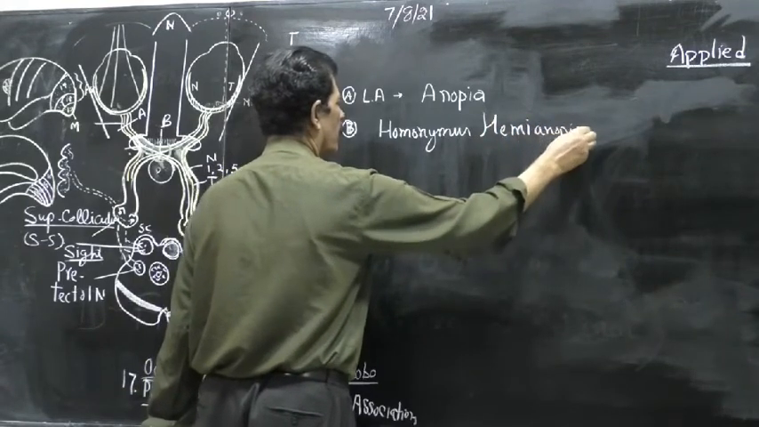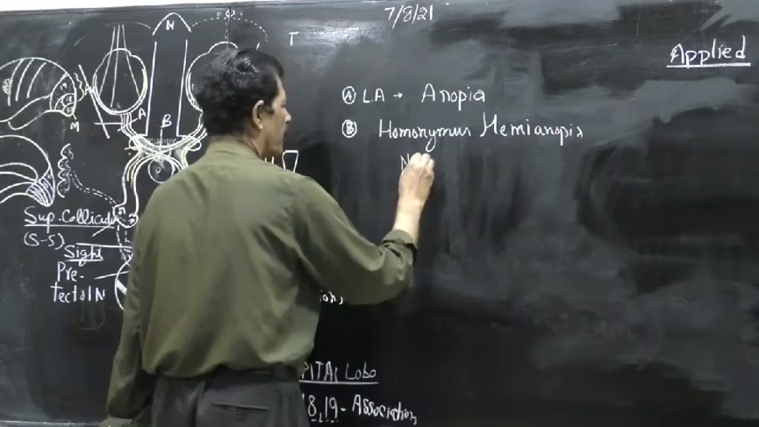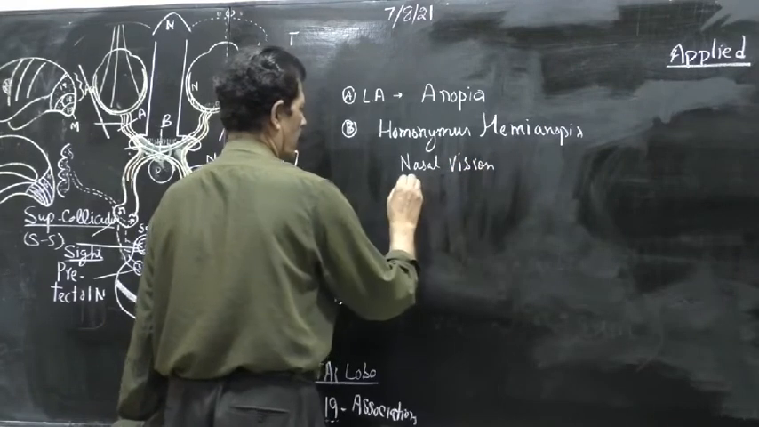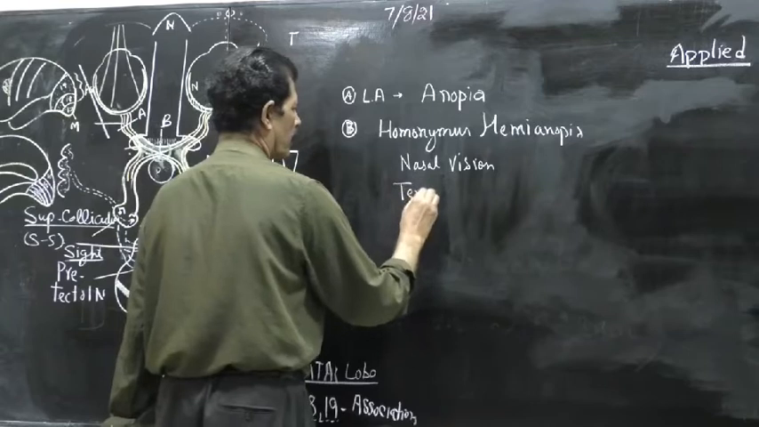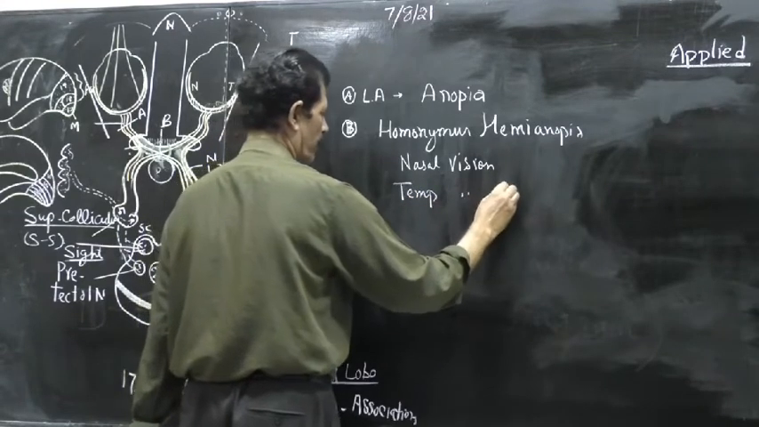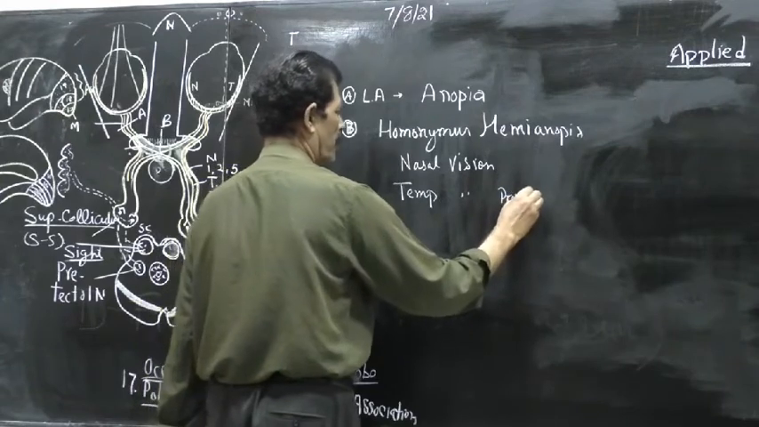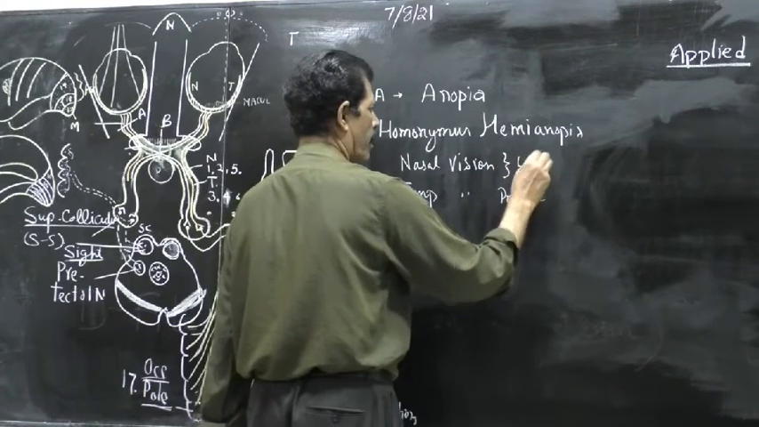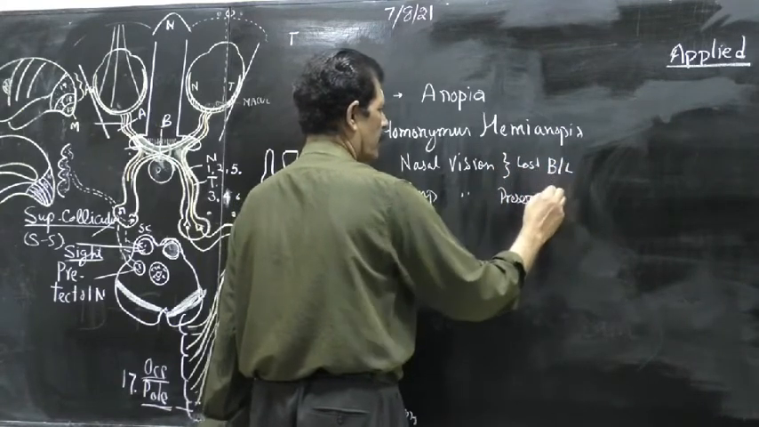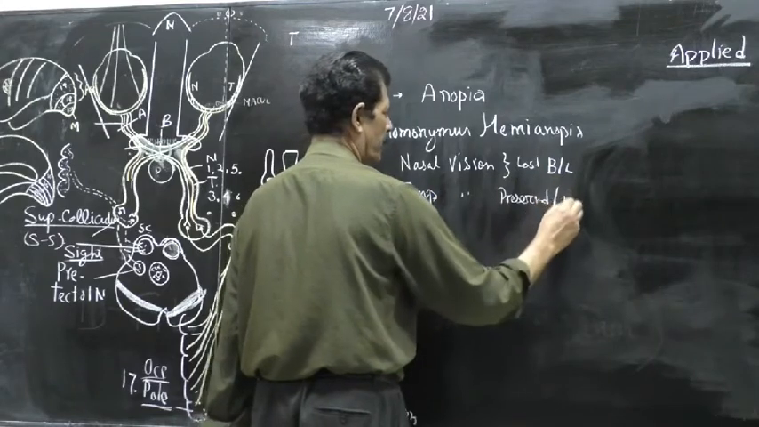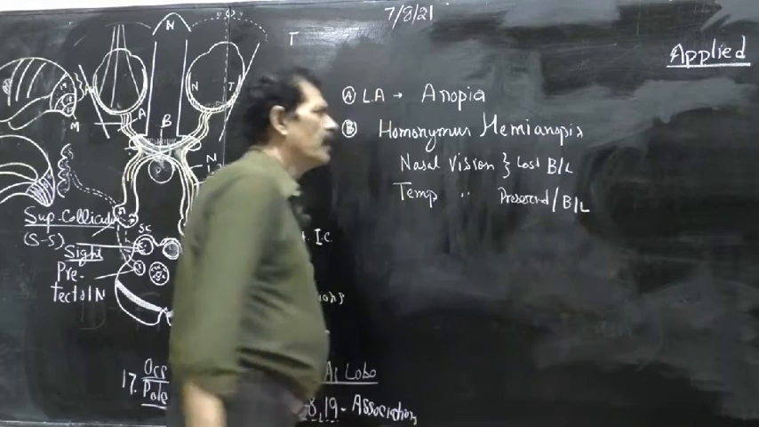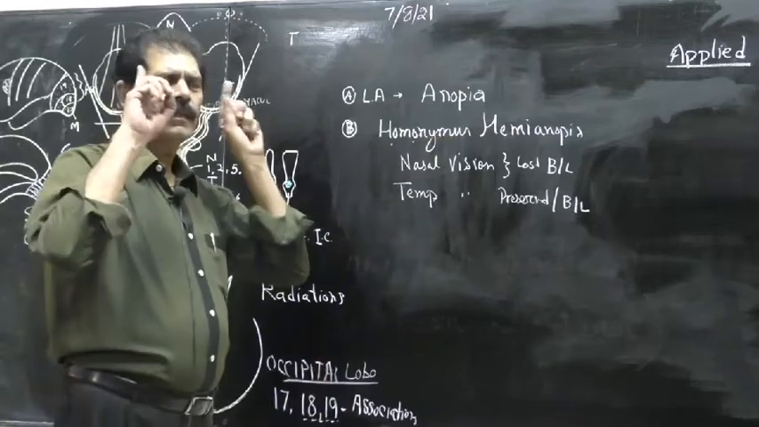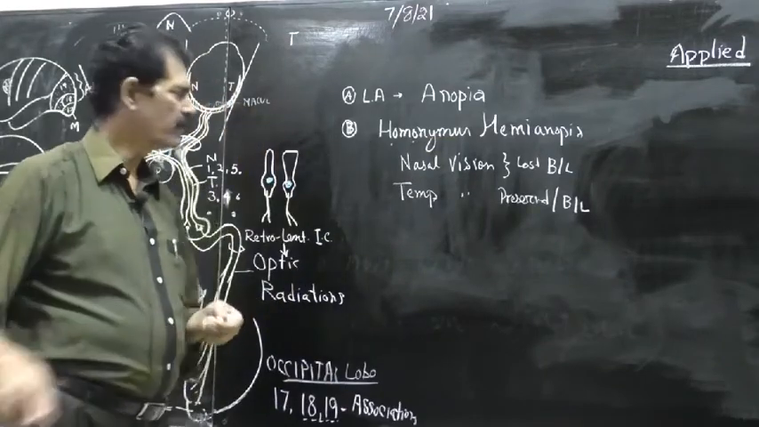So there is a nasal vision loss, but the temporal vision is preserved or not damaged. So nasal vision is lost bilaterally, and the temporal vision is preserved bilaterally. Such a condition is called homonymous hemianopia. Hemi means half of the vision is lost of both the eyes.